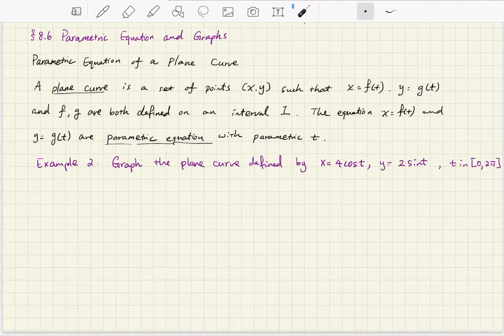For example, the one we have here is we want to graph the plane curve defined by x equal to 4 times cosine of t and y equal to 2 times sine of t, and t is between 0 and 2 pi. So if we do this one, we're going to have 3 columns.